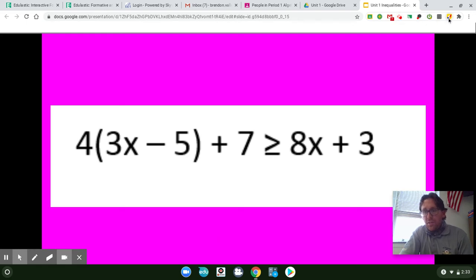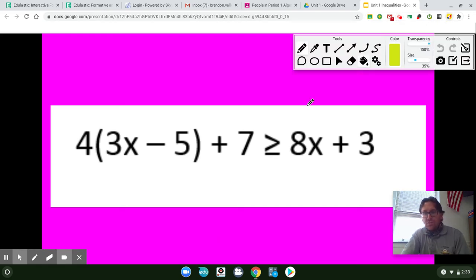Okay, we're going to solve inequalities. Very similar to solving equations. It just changes a little bit at the end, and we're going to learn how to graph these. So you're going to distribute the 4 just like we normally would.